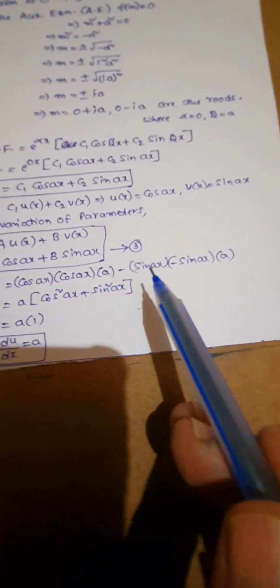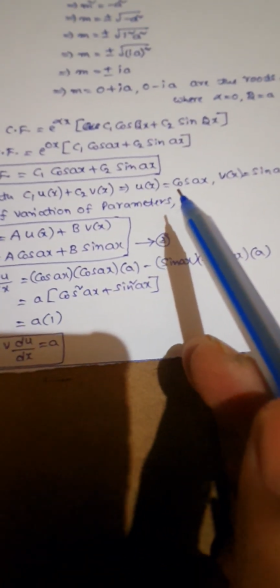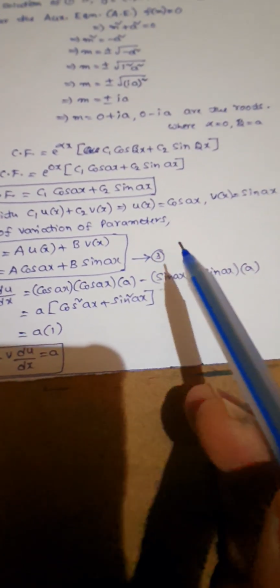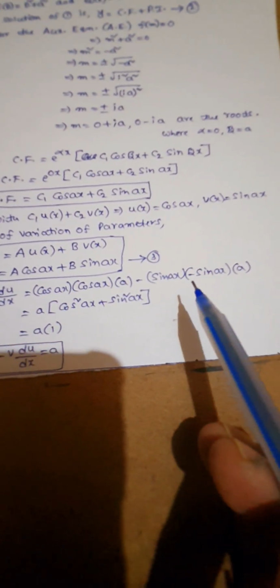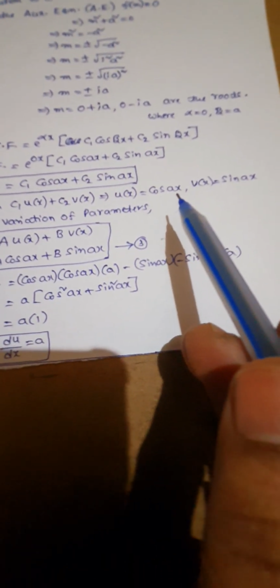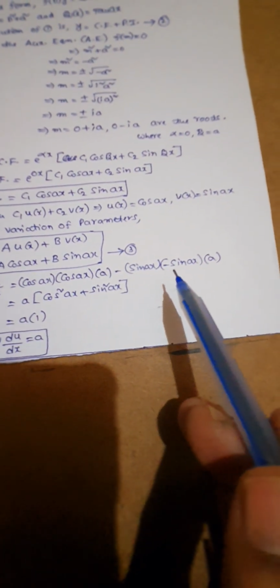v into du/dx. What is v? This is v, sin ax. And du/dx means the derivative of u, cos ax, with respect to x. What is the derivative of cos x? Minus sin x. Let us imagine ax as x. We have cos x, whose derivative is minus sin x. That means minus sin x into the derivative of ax, which is a.